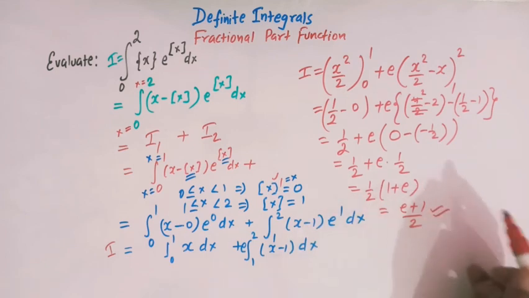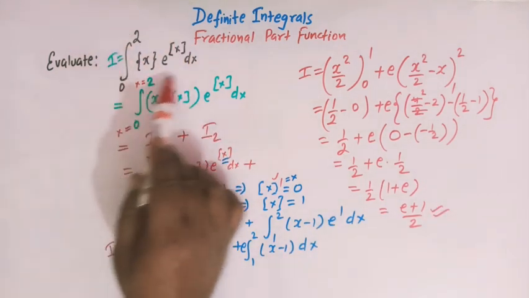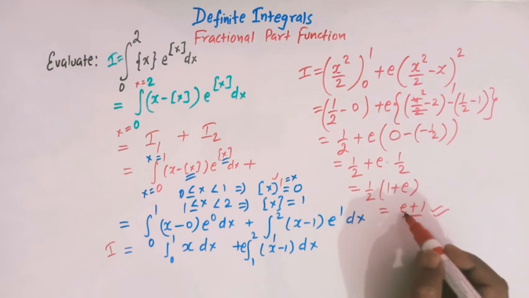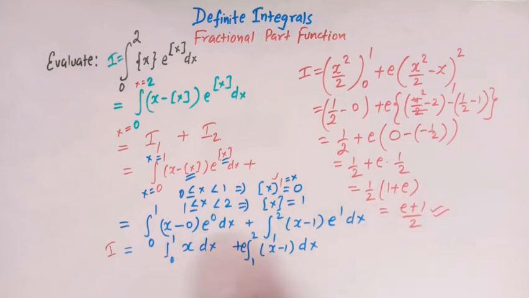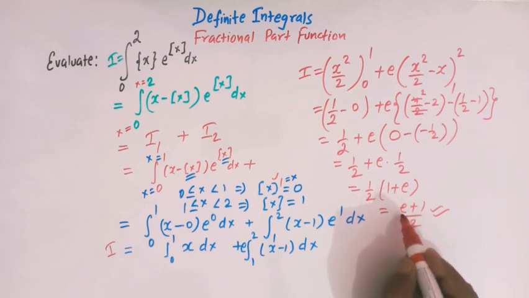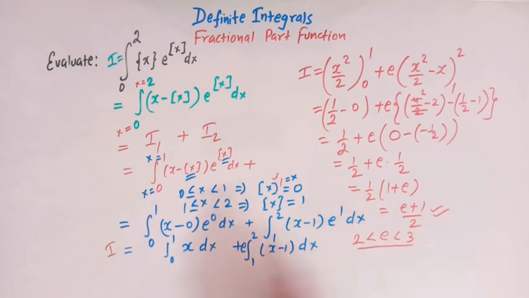So viewers, the value of this definite integral is e plus 1 over 2, where e is the famous exponential number which lies between 2 and 3. So this is how we solve this integral.